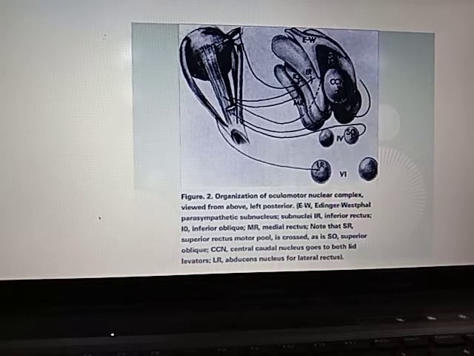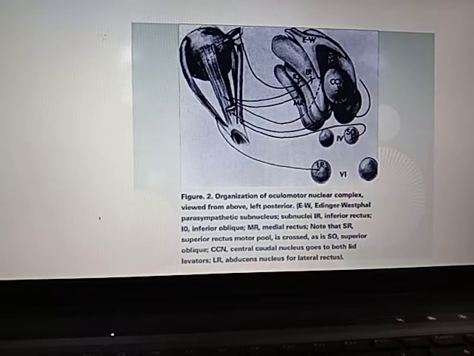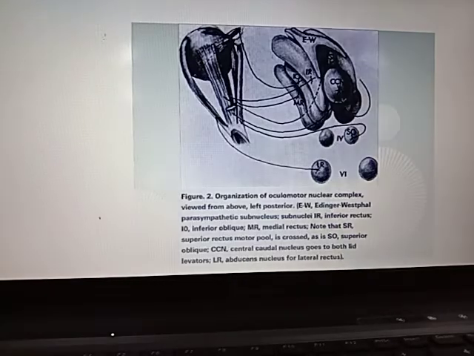CCN means the caudal central nucleus. You all know that from this caudal central nucleus, this fiber goes to the levator palpebrae superioris. Okay.